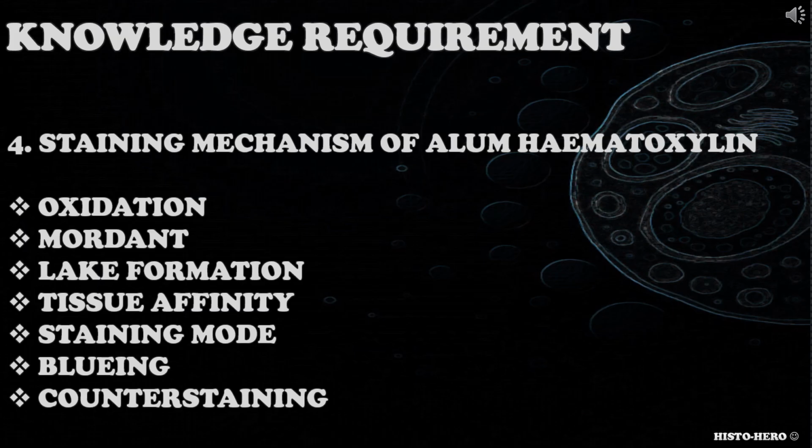The fourth knowledge requirement is for you to know the staining mechanism of alum hematoxylin. What is the staining mechanism of alum hematoxylin? Consider oxidation to form hematein, mordant to act as a bridge between the tissue and the dye, lake formation to form aluminum hematein complex, tissue affinity to anionic or basophilic structures like DNA or RNA, staining mode, regressive or progressive, bluing to neutralize excess acid and convert soluble red dye to insoluble blue complex, and counterstaining to provide contrast.